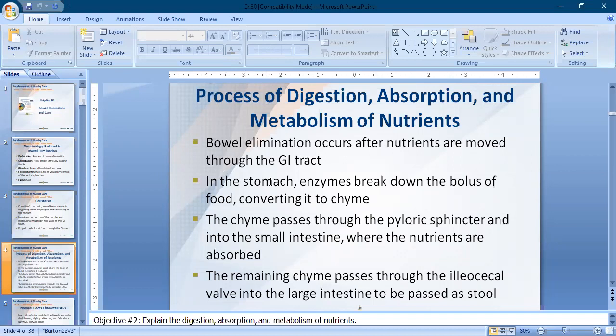nutrients are moved through the gastrointestinal tract. In the stomach, there are so many enzymes like gastric juice and hydrochloric acid. They break down the food into small molecules and convert it to chyme, a liquid. The chyme passes through the pylorus of the stomach, especially the pyloric sphincter, into the small intestine, where the nutrients are absorbed into the blood for cellular respiration and cellular metabolism. The remaining chyme passes through the ileocecal valve into the large intestine, and then passes as stool through the rectum.